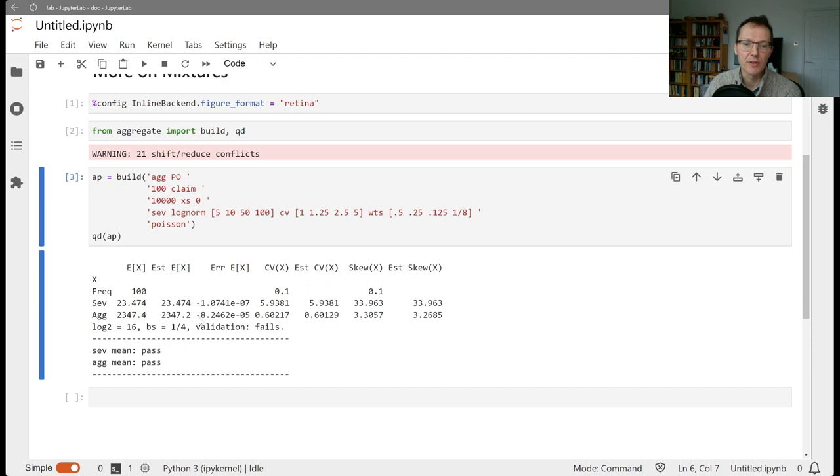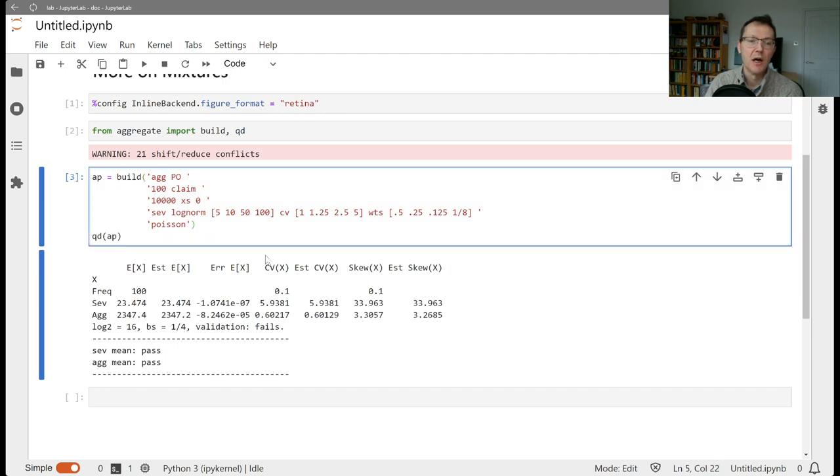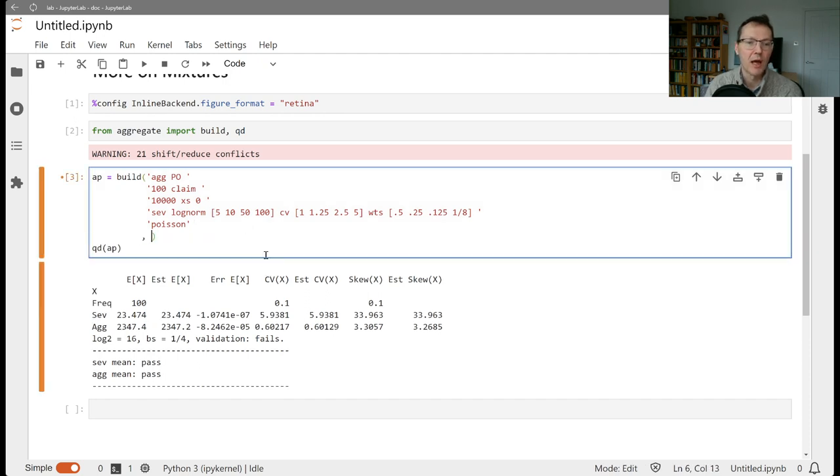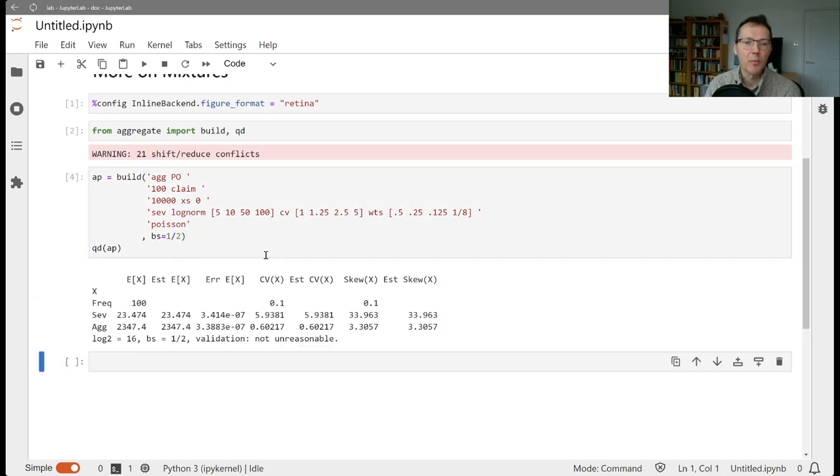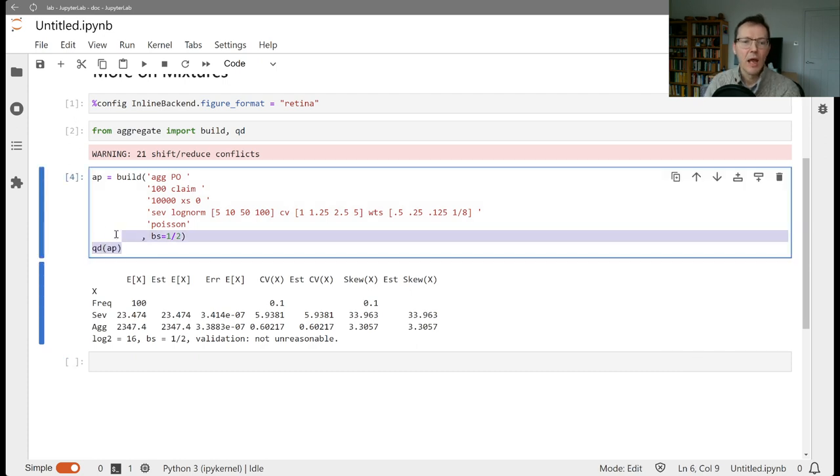It's failing because the aggregate error is so much higher than the severity, which is a sign that there's not quite enough space for the answer. So what we should do there is increase the bucket size is generally the way to solve that problem. So we go up to 1/2 and we see, okay, that's coming out as not unreasonable. So that's good. All right.